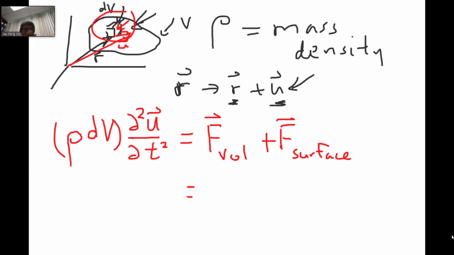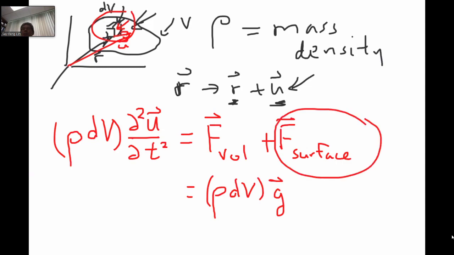gravity. So if this is subject to the force of gravity, then it will just be volume, mass, which is rho dV times G. That will be your volume force. If you have other volume forces, you just put them in, all right? But what they are really interested in is this part, the surface part.